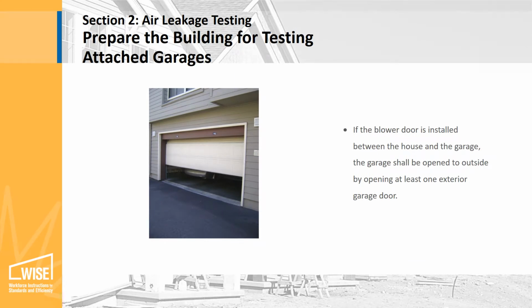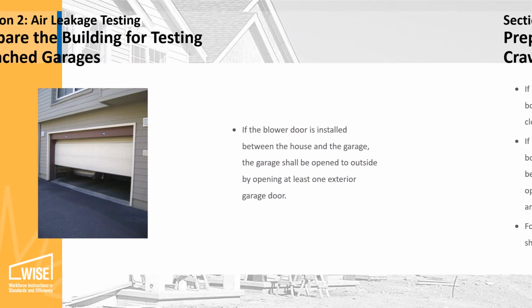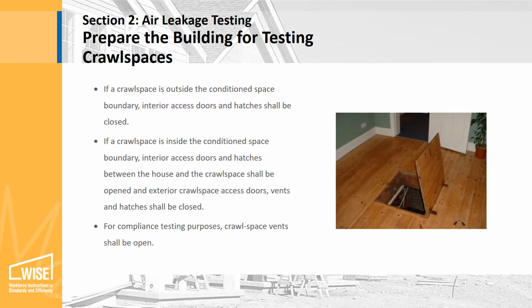If the blower door is installed between the house and the garage, the garage shall be opened to the outside by opening at least one exterior garage door. If a crawl space is outside the conditioned space boundary, interior access doors and hatches shall be closed. If a crawl space is inside the conditioned space boundary, interior access doors and hatches between the house and the crawl space shall be opened, and exterior crawl space access doors, vents, and hatches shall be closed.